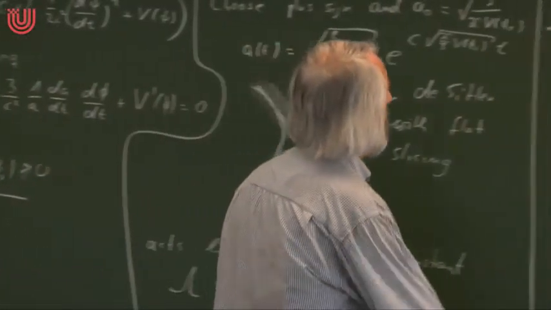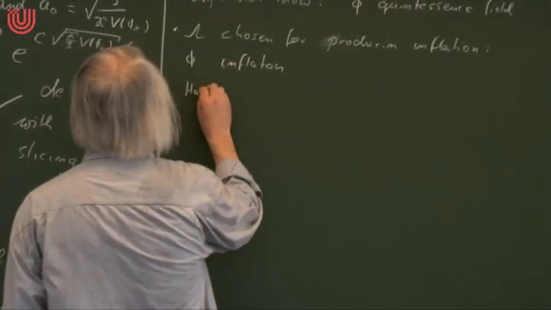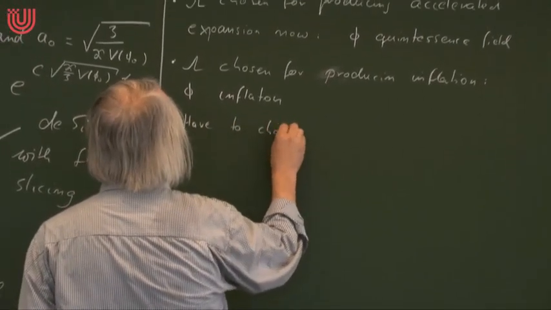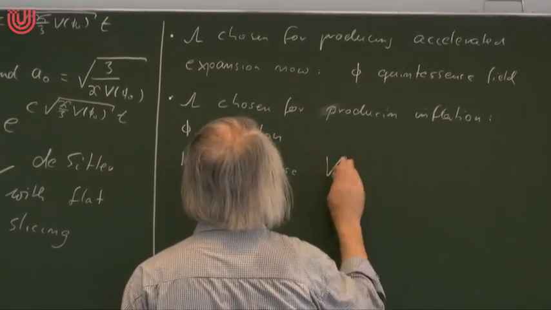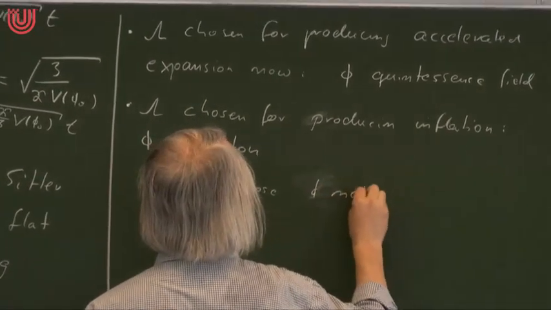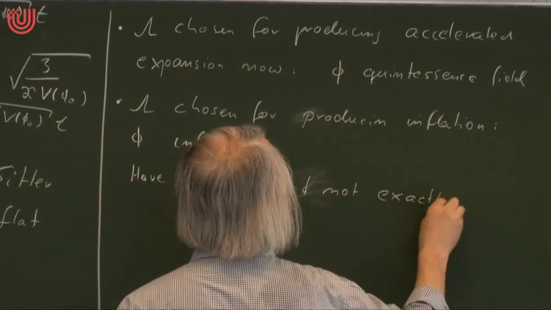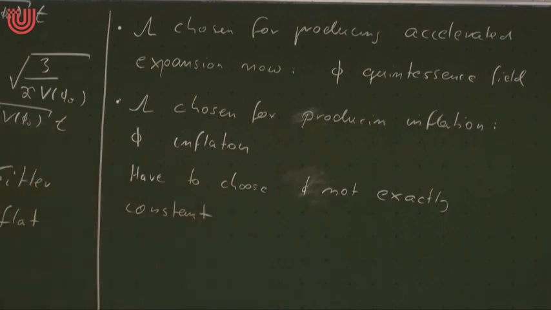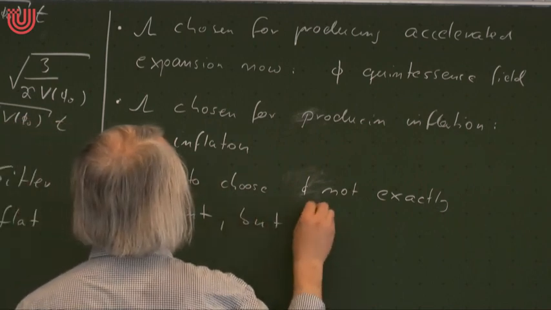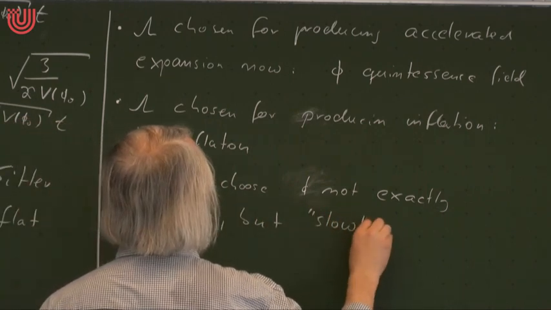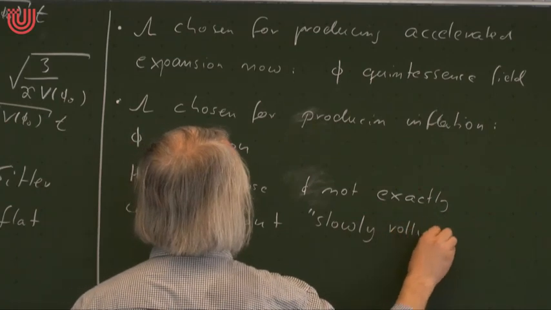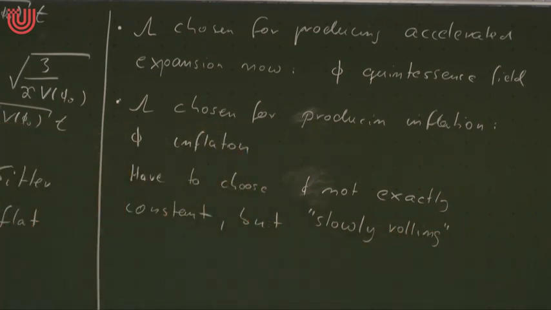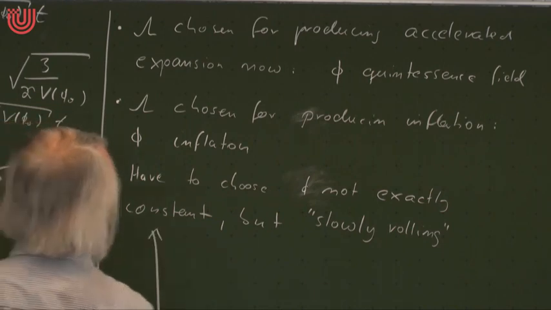So we have to choose the phi not exactly constant, because it should switch itself off. And if it is constant, then it never switches off. Exactly constant, but as one says, slowly rolling. So it's not precisely constant, just sitting there. It's slowly rolling in the potential. And a typical potential which gives inflation is something like that.